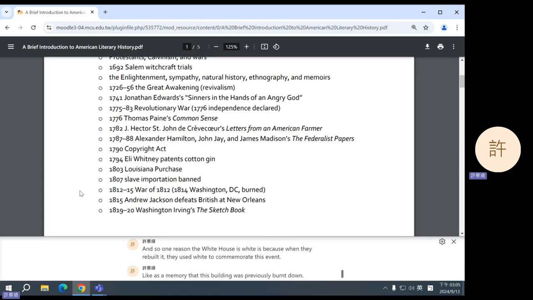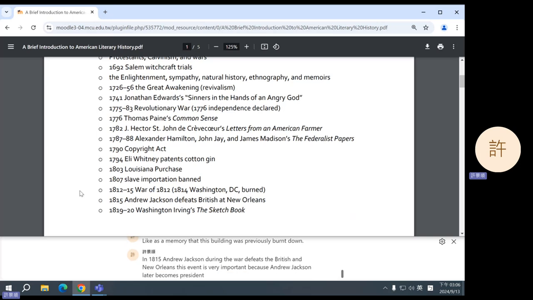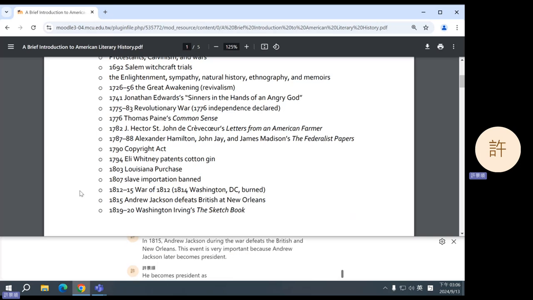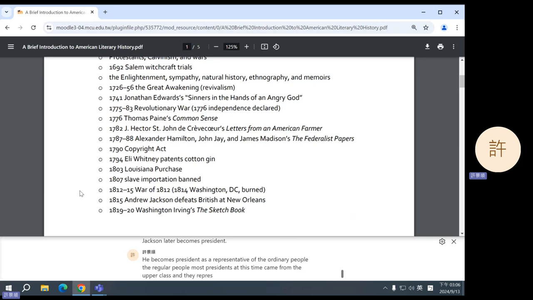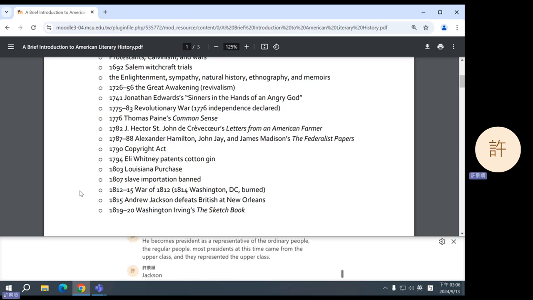In 1815, Andrew Jackson, during the war, defeats the British at New Orleans. This event is very important because Andrew Jackson later becomes president. He becomes president as a representative of the ordinary people, the regular people. Most presidents at this time came from the upper class, and they represented the upper class. Jackson was one of the earliest to represent the ordinary people. And the reason he was so popular is because people thought of him as a war hero, as somebody who made a great effort to defeat the British. And this is his main victory.